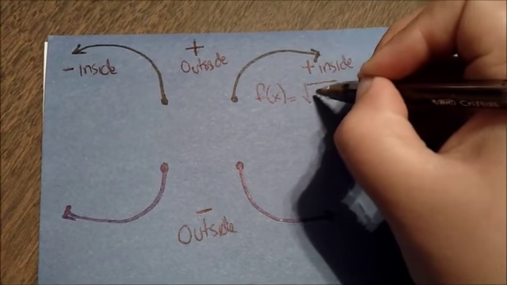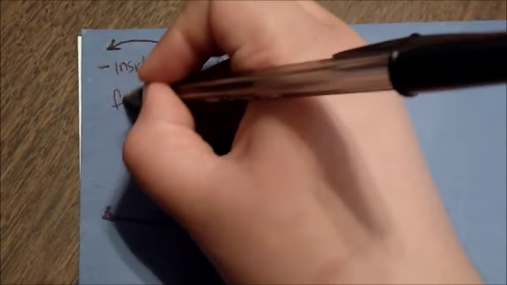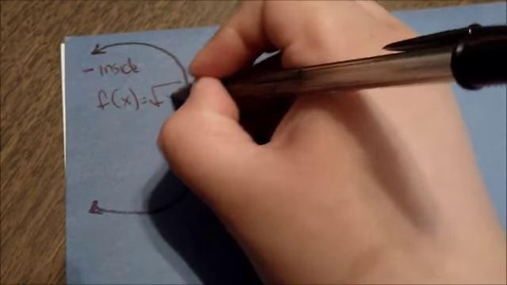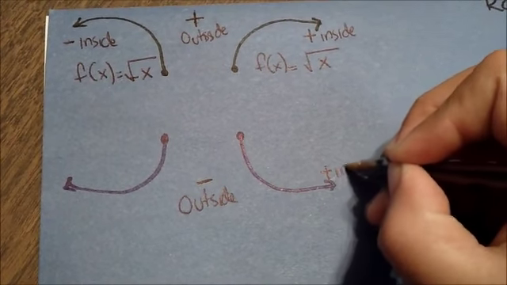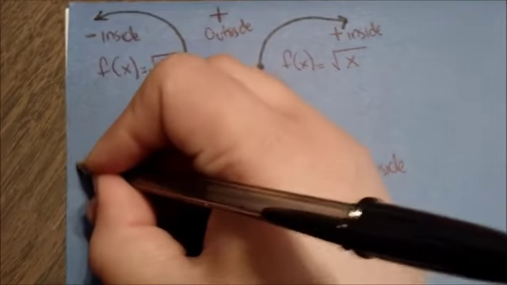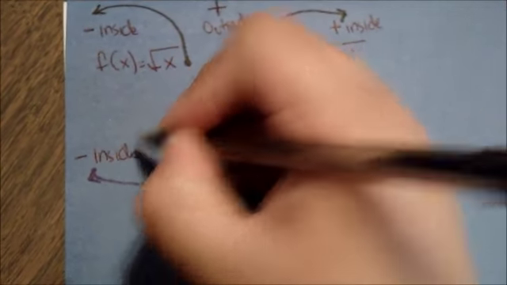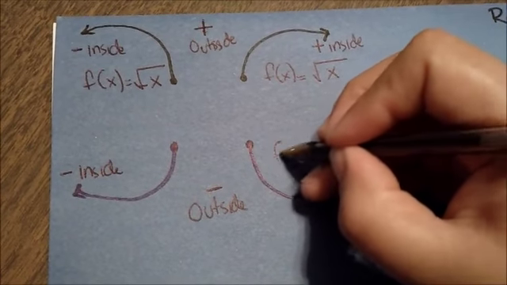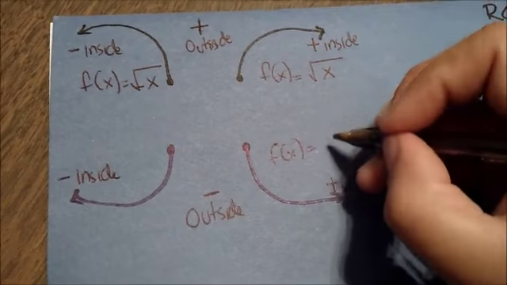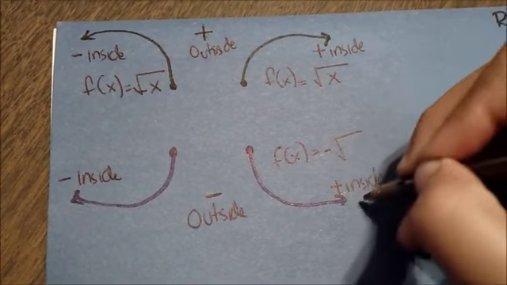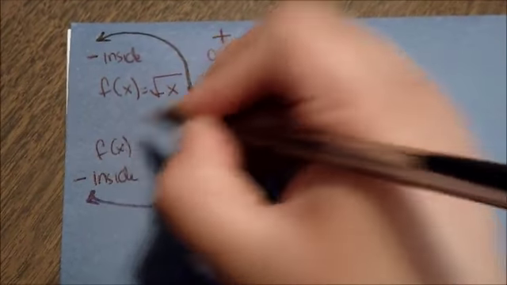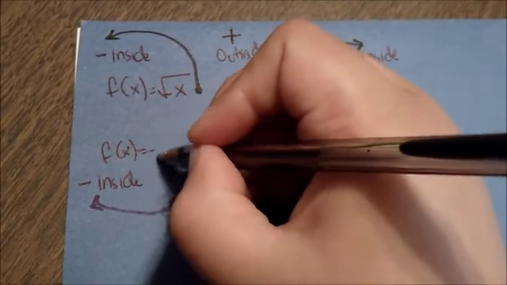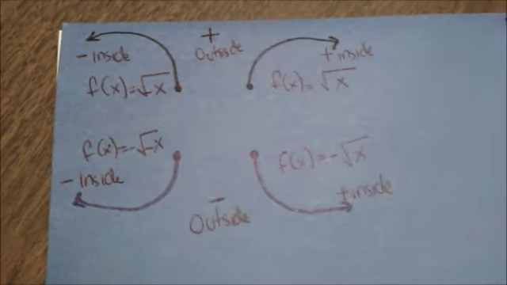positive outside, positive inside. f of x, positive outside, negative inside. Then we have positive inside and negative inside. So we have f of x, negative outside, positive inside, x. And then we have f of x, negative outside, negative inside, minus x.